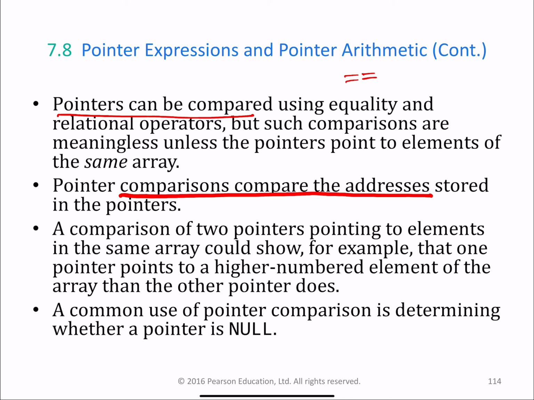And you can also do other comparisons, like greater than and less than. You can check which of two pointers points to an element in an array that comes later, which one points to a later element in the array, and which one points to an earlier element in the array. So you can do that too using the greater than and less than comparison operators.